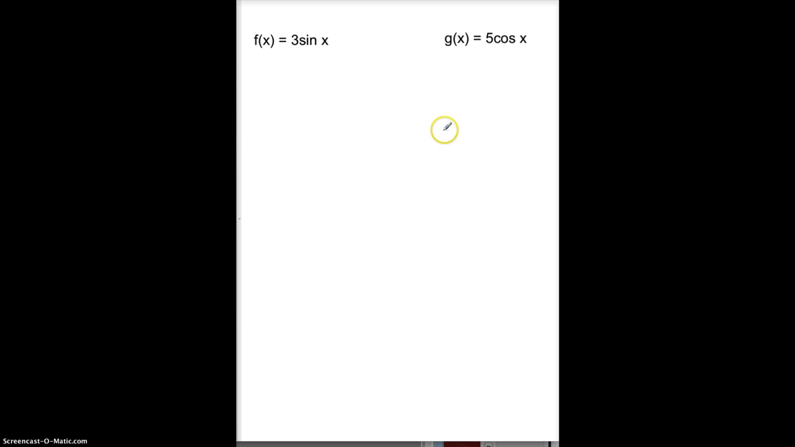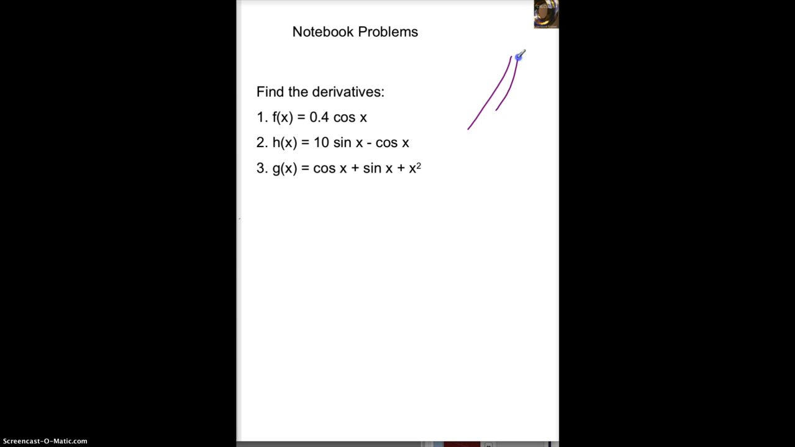Now, for these, very straightforward. F prime of x is going to be 3, derivative of sine is cosine. G prime of x is 5, derivative of cosine, it's minus 1 sine. So this is negative 5 sine of x. All right, your turn. Do these in your notebook. When you're done, turn off the tape.